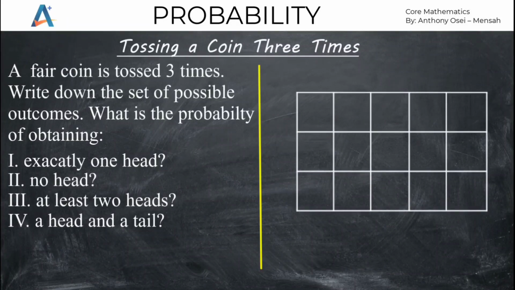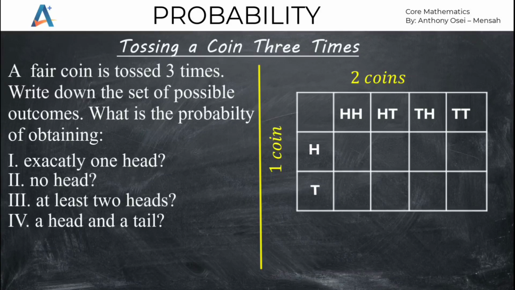Let's draw the table to help us with our possible outcome. So, the first coin, let's make it two coins. So, two coins up here. And with two coins, we have head-head as a first outcome, head-tail as a second outcome, tail-head as a third, and then tail-tail as a fourth one. Then one coin. The one coin, we have head and tail. So if you check, one coin plus two coins gives us the three tosses that you're talking about.